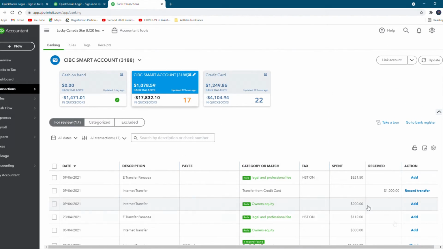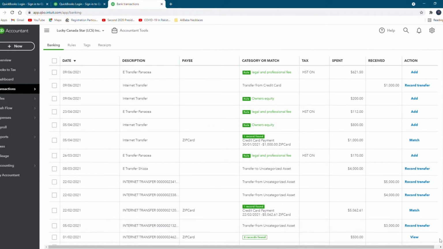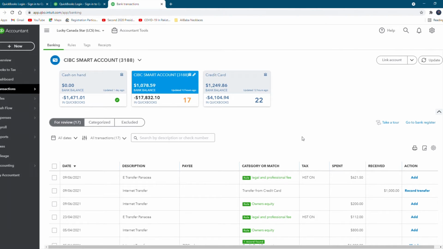Similarly, when we click on the bank account, we find that there are different transactions. For example, over here we see transfer to uncategorized asset. Frankly, we don't know what type of transaction it is, so we need to seek additional information. Then there is transfer from uncategorized asset. When you come across such transactions, additional information may be required to reconcile and match these transactions so that the source document and the QuickBooks record are all in line.